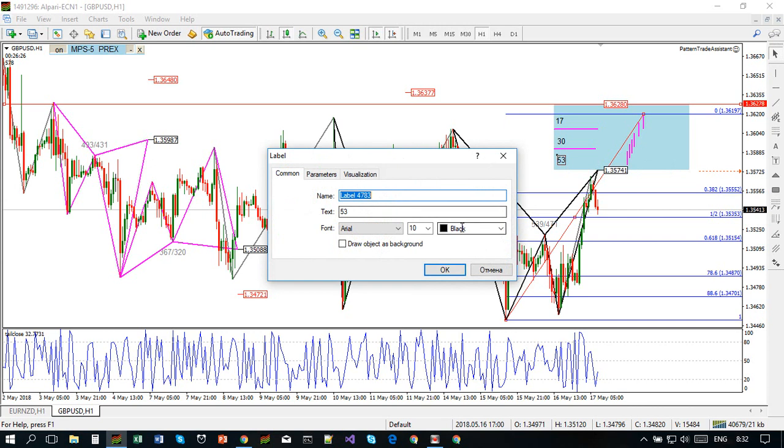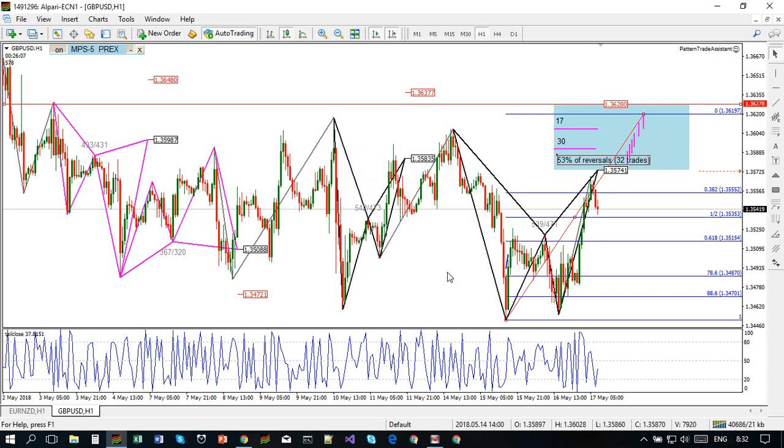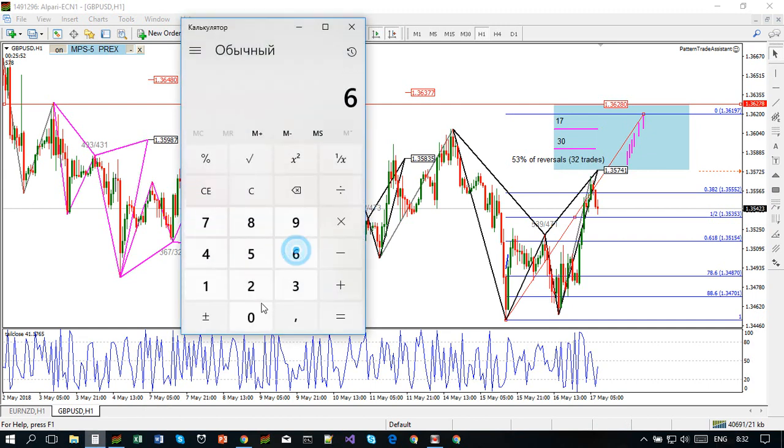So let me calculate the absolute number of 32 trades. 53% of reversals, 32 trades. Okay. Here 30%, yes. Let's go, 60 multiplied by 0.3, 30%. It is 18 trades.